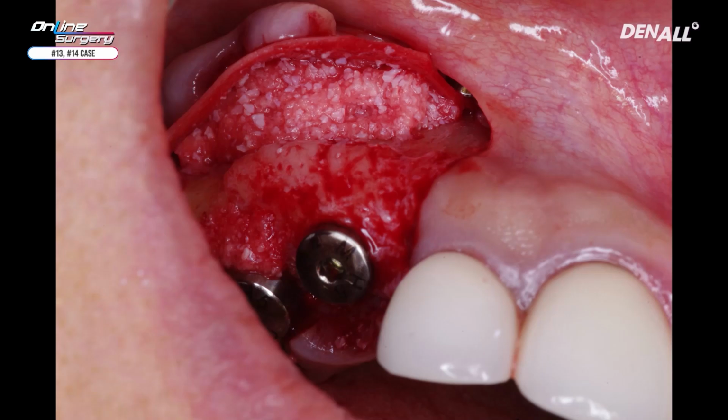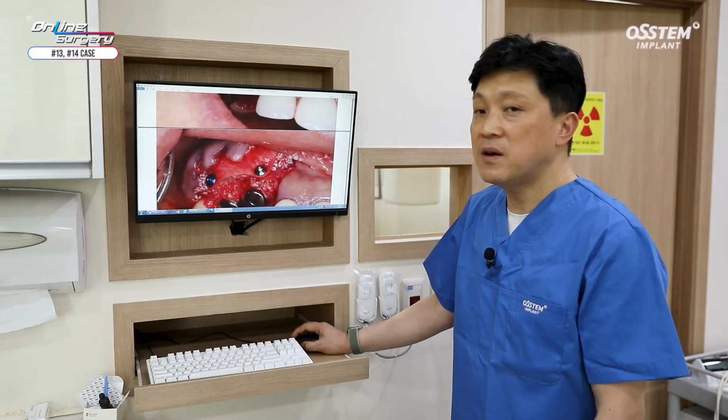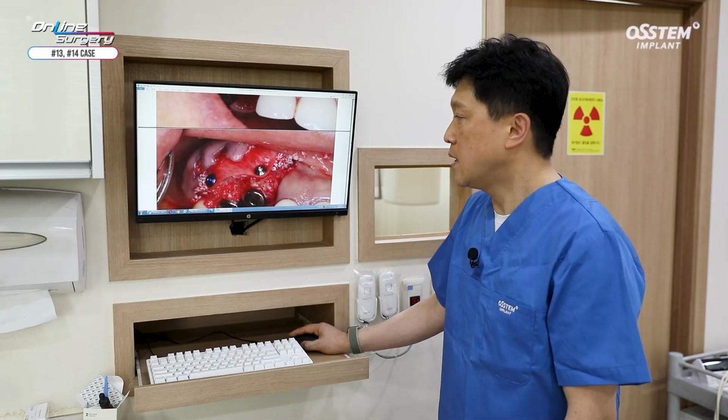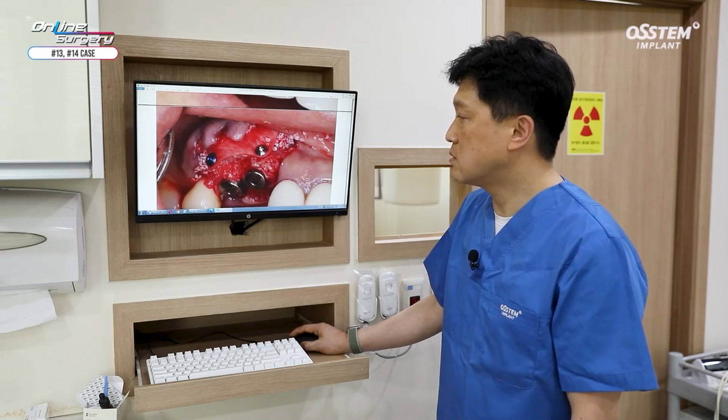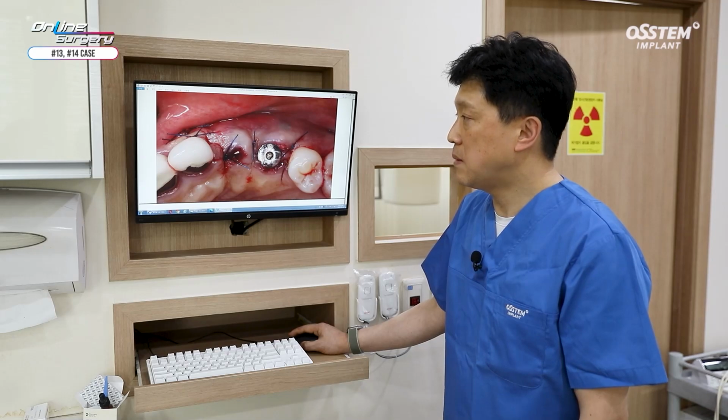AOS collagen was used in the apex area first. On the coronal side, AOS and particulate bone graft materials were used, and on top, a bone tack was used once again. By doing this, you can get maximum stabilization of the graft site and get favorable bone regeneration. That's why the sausage technique was done.